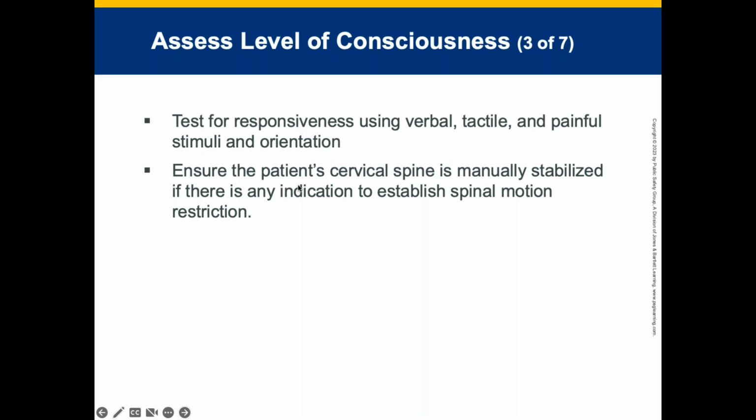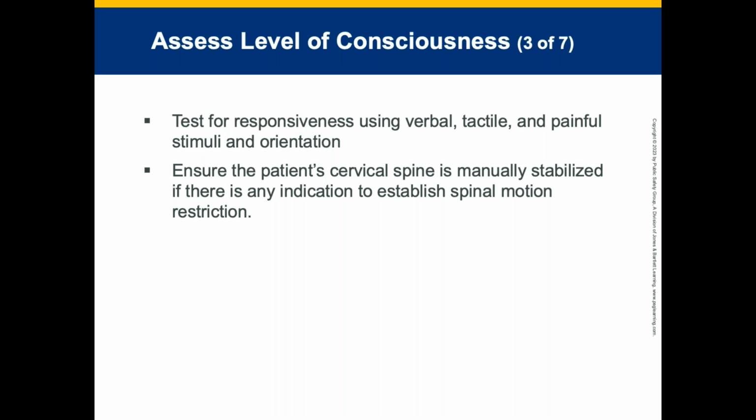Test for responsiveness, the way in which a patient responds to external stimuli using verbal, tactile, and painful stimulation. Right? Are they oriented? Person, place, time, event. Right? Alert and oriented times 4, 3, 2, or 1. And if it's a 2, what are they alert to? Is it person and place? Is it time and event? All 4, all 3, or just 1, or none of them?